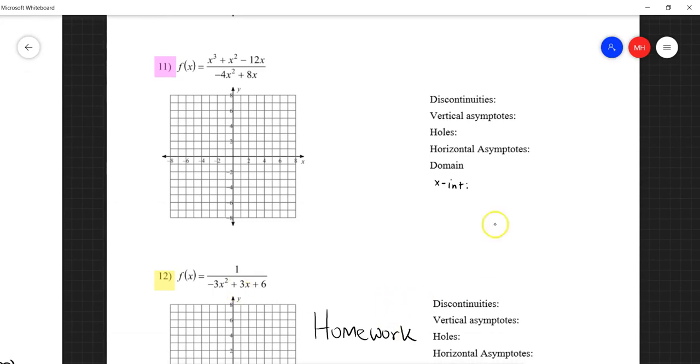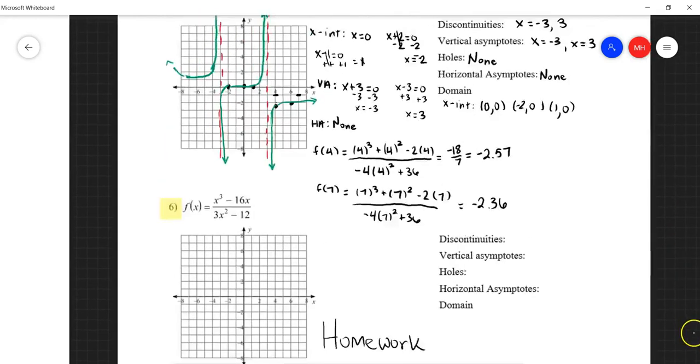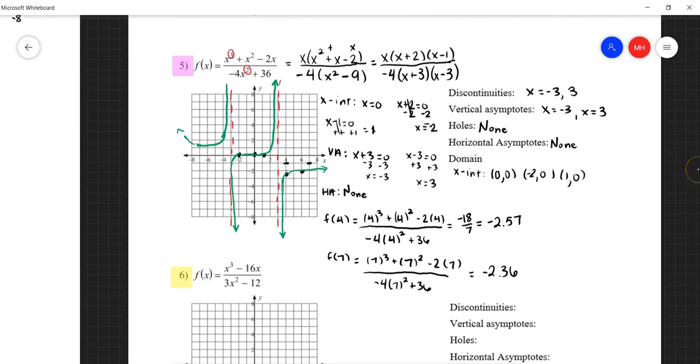Oh, I didn't do the domain for the last problem. Let's go back up real quick. So domain for this one, once again, it's based off of our asymptotes and holes. So if I follow along, I'm starting at negative infinity. The first break in the graph comes from this asymptote right here, which is negative 3. We're going to pick up on the other side of negative 3. The next break we reach is the other asymptote of 3. And then we pick up at 3 and continue all the way to infinity. There's our domain.